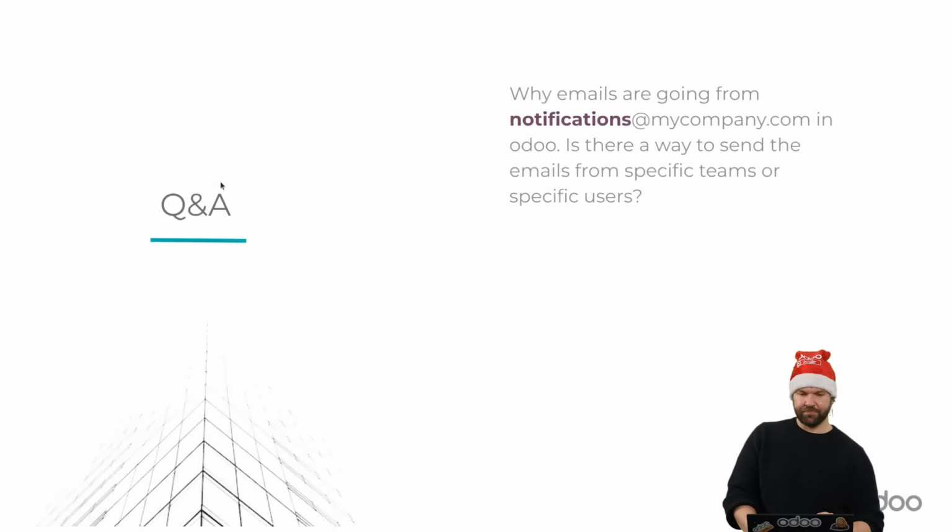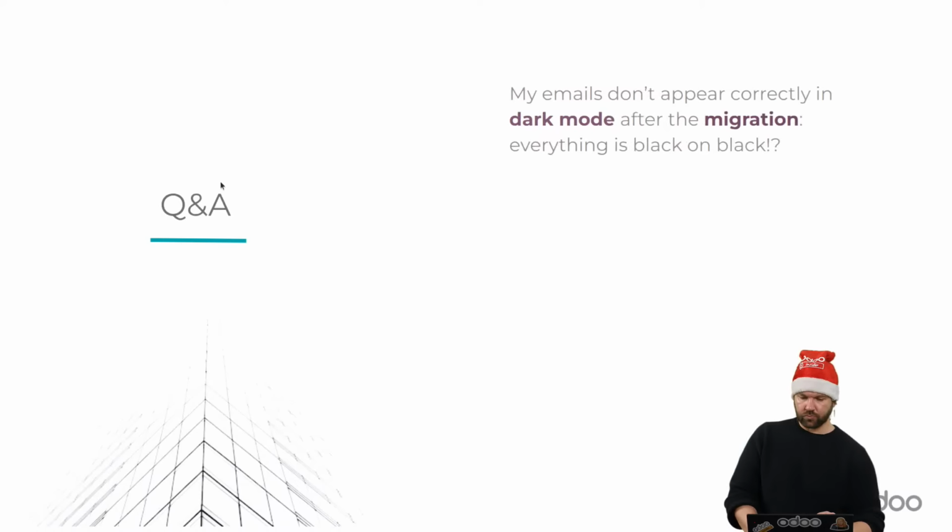So we answered this one. My emails don't appear correctly in dark mode after the migration. Everything is black on black. That one I'm not quite sure about. I won't be able to answer that one, I don't think. Let me just think about this one a bit further. My emails don't appear correctly in dark mode. It could be that the background of the email is in black for some reason. Maybe an email that you sent out. I won't be able to answer that one. I'm not sure. Good question.